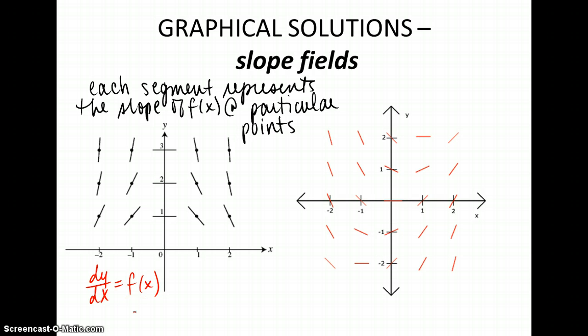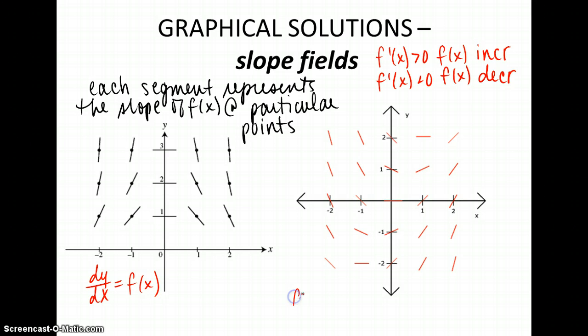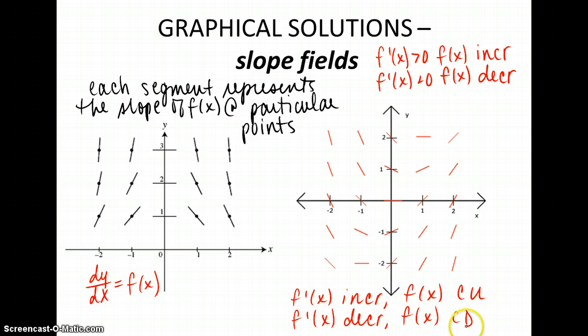Now think way back, if we're looking at slopes, if we have a positive slope, what does that tell us about the function? We know that our function is increasing. If we have a negative slope, we know that our function is decreasing. Slope and derivative we can use hand in hand. Now what else did we learn when we interpreted graphs? If our slope is increasing, that tells us our function is concave up. And if our slope or our derivative is decreasing, that tells us our function is concave down.